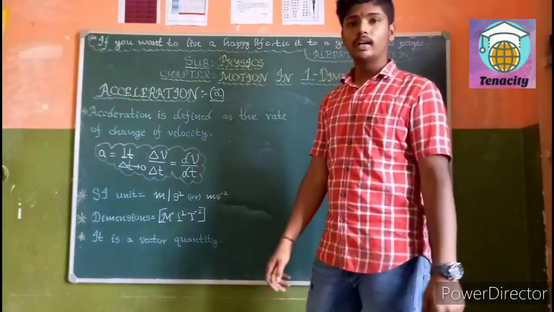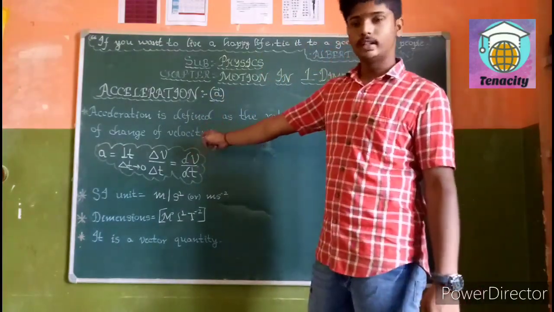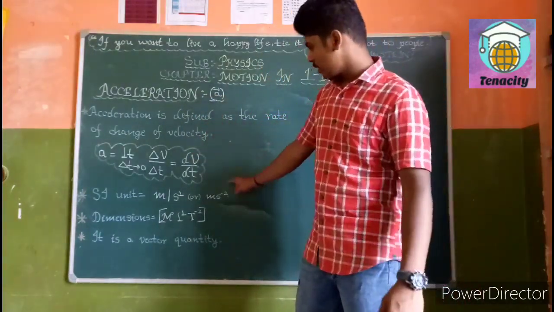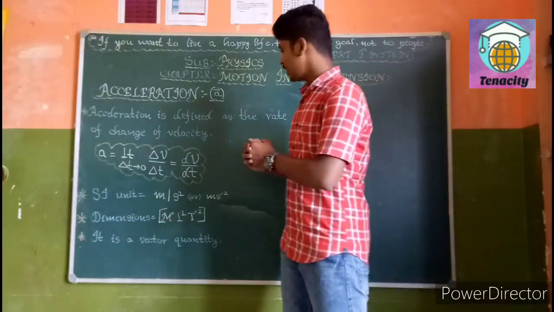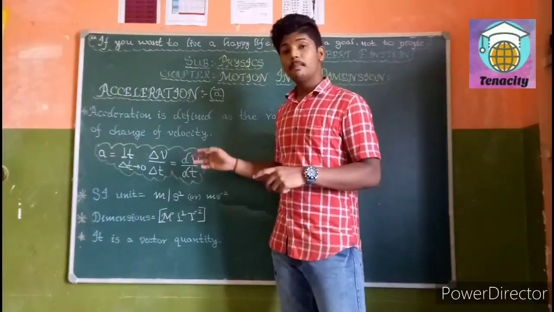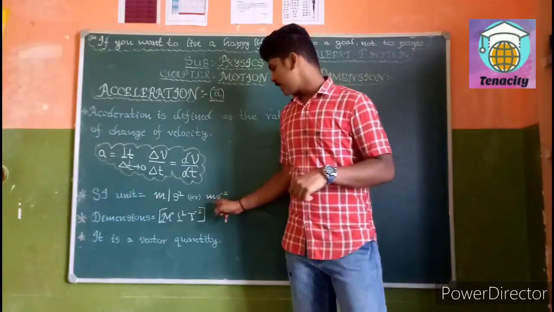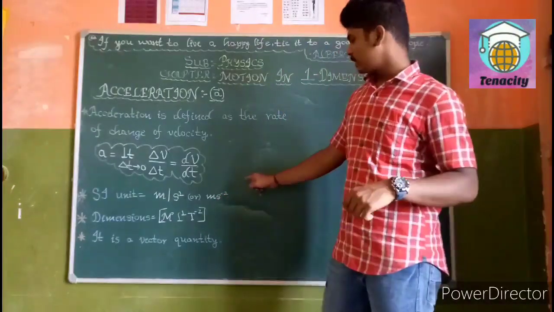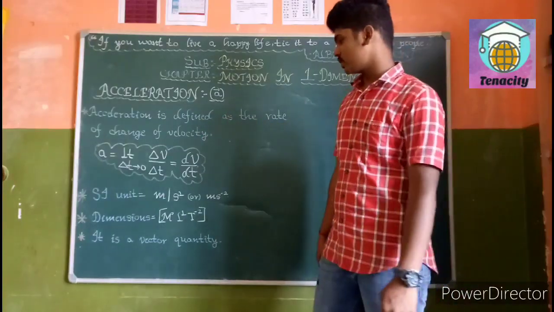The SI unit of acceleration is meter per second square. Why meter per second square? What is the SI unit of velocity? It's meter per second. And again, the SI unit of time is second. So it will become meter per second square, or meter second inverse square. This is the SI unit of acceleration.